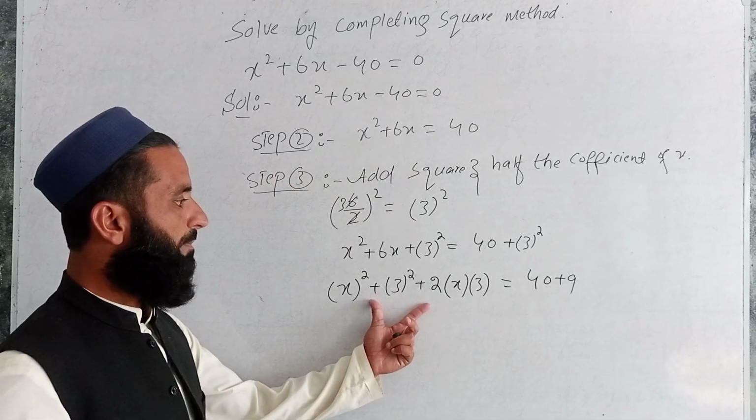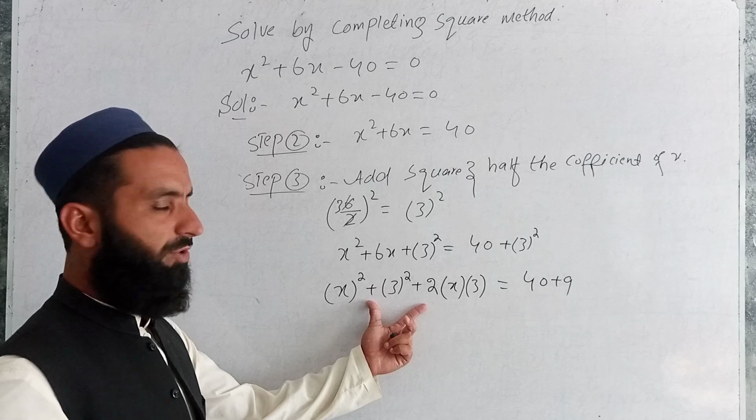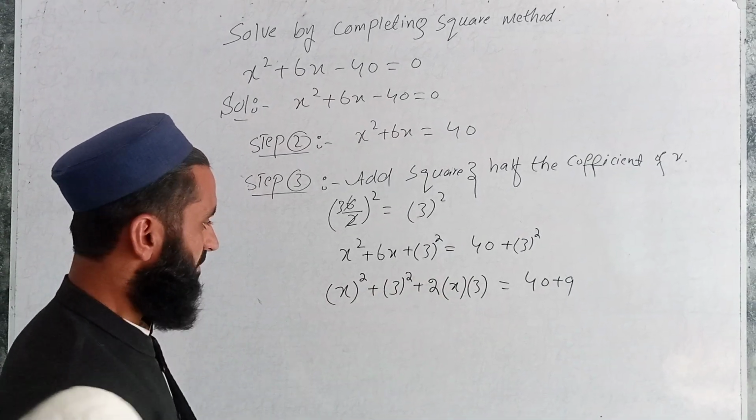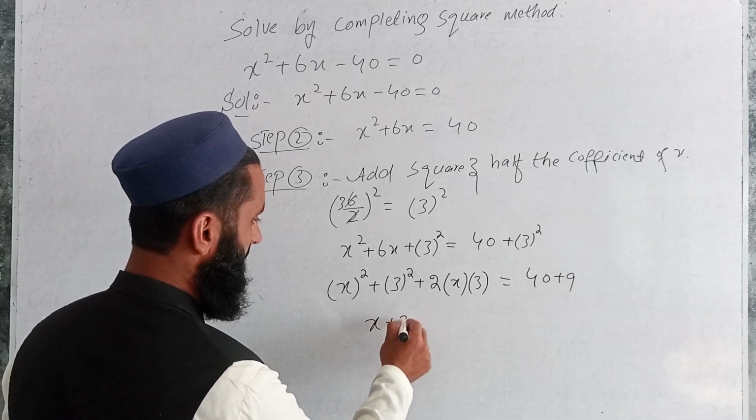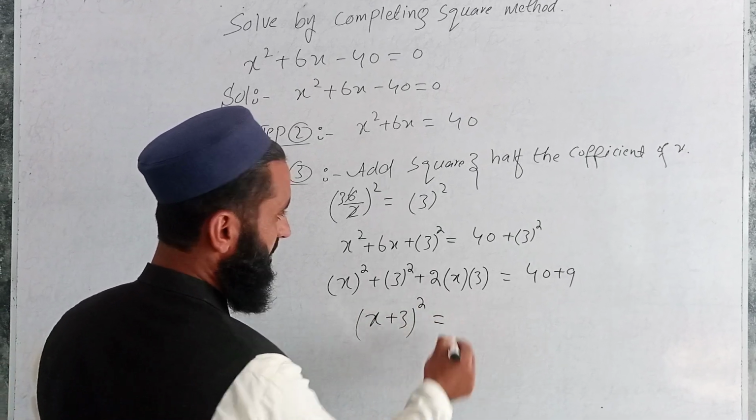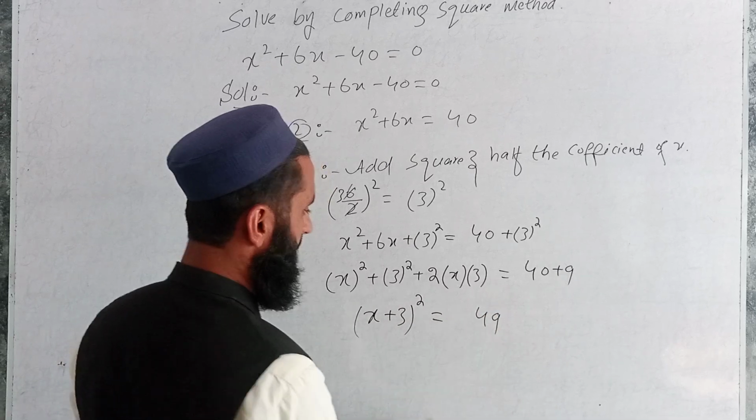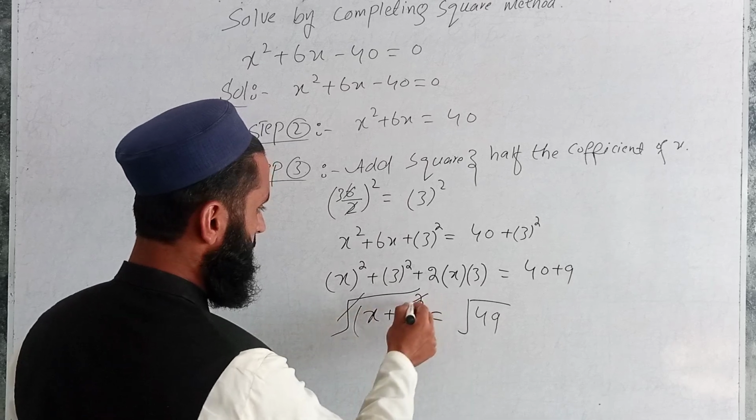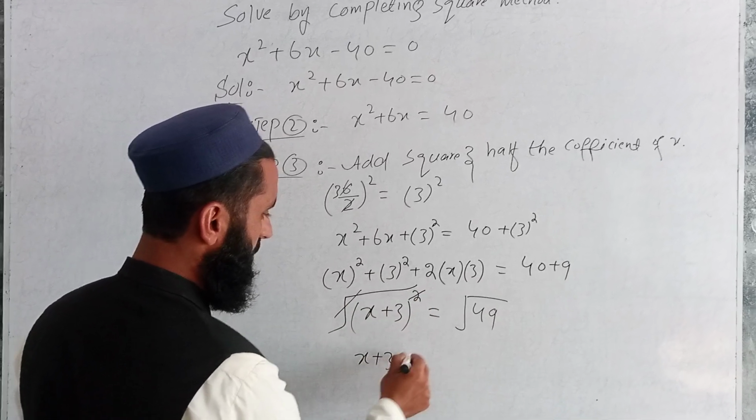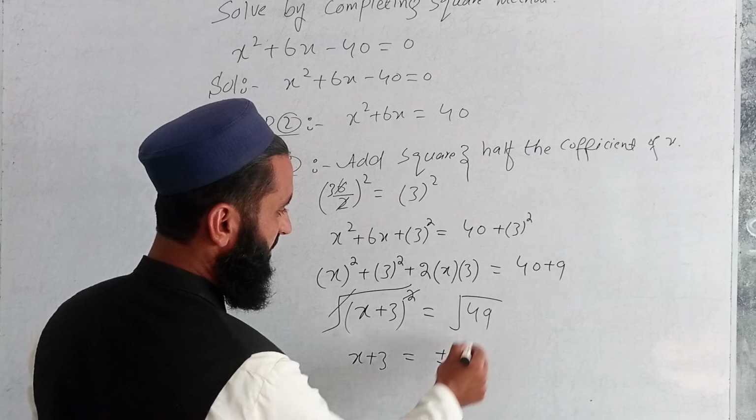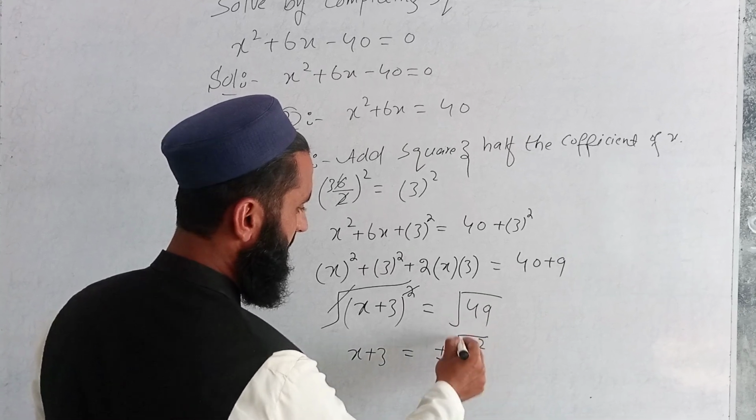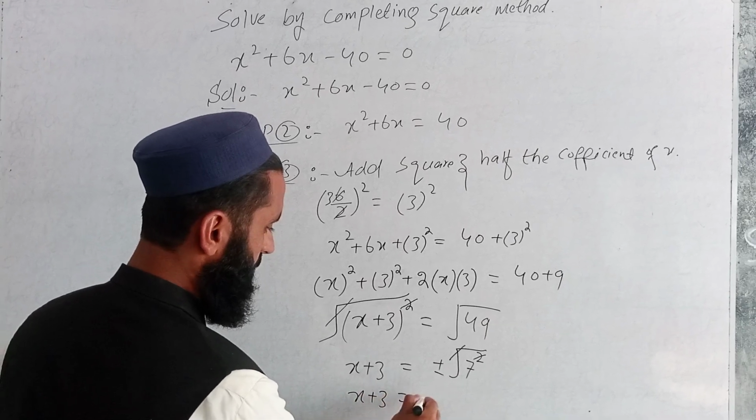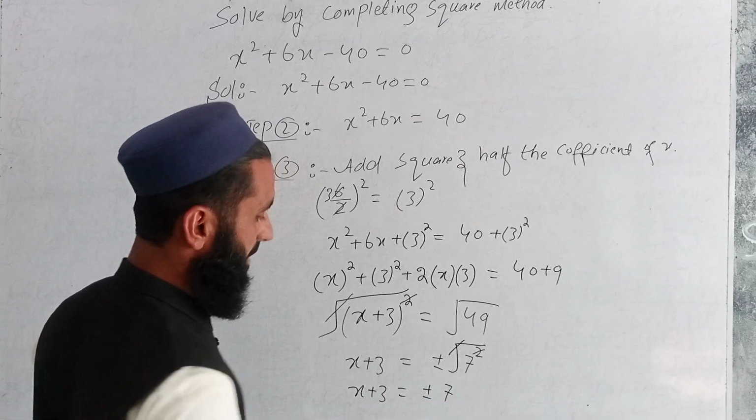So this is the open form of a plus b whole square is equal to a square plus b square plus 2ab. The closed form of this formula is x plus 3 whole square, which is equal to 49. Now taking square root on both sides, square root and square cancel. We can write 49 as 7 square, so x plus 3 equal to plus minus 7.